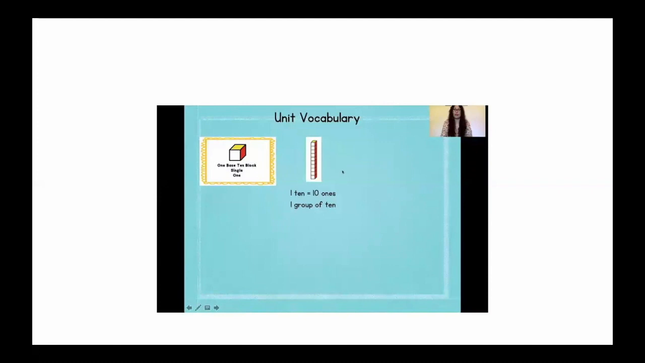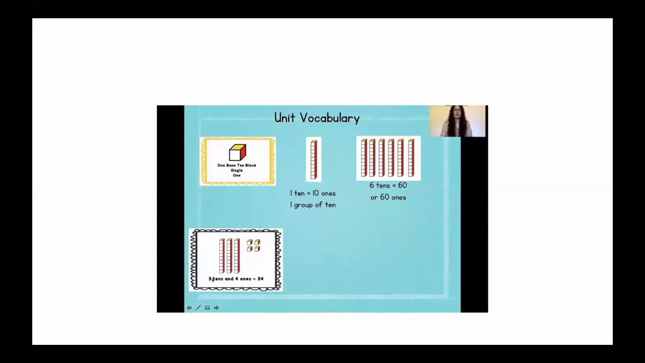If we put a bunch of those tens rods together, then we get 6 tens to equal 60, or there are 60 ones that make up those 6 groups of 10. Here's another example. If we have 3 tens and 4 ones, that would make the number 34, because we would have 3 groups of 10 and 4 ones cubes. And in class, we use place value mats with tens and ones on them with our base 10 blocks.